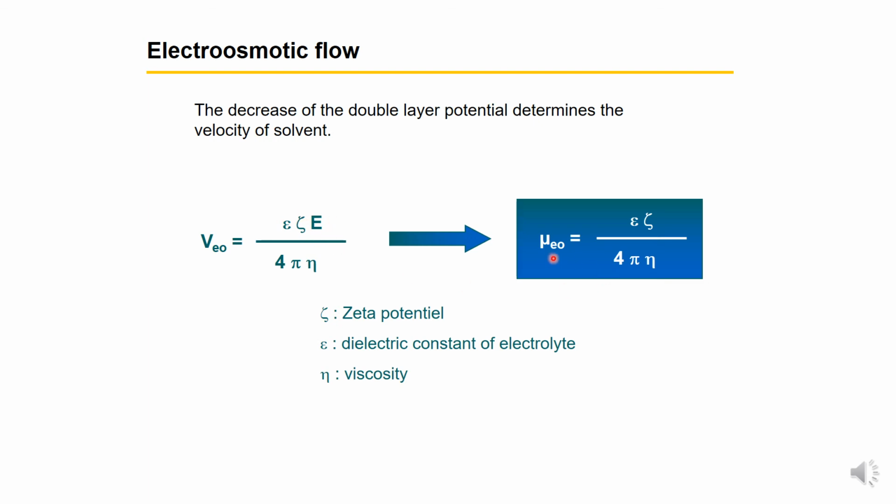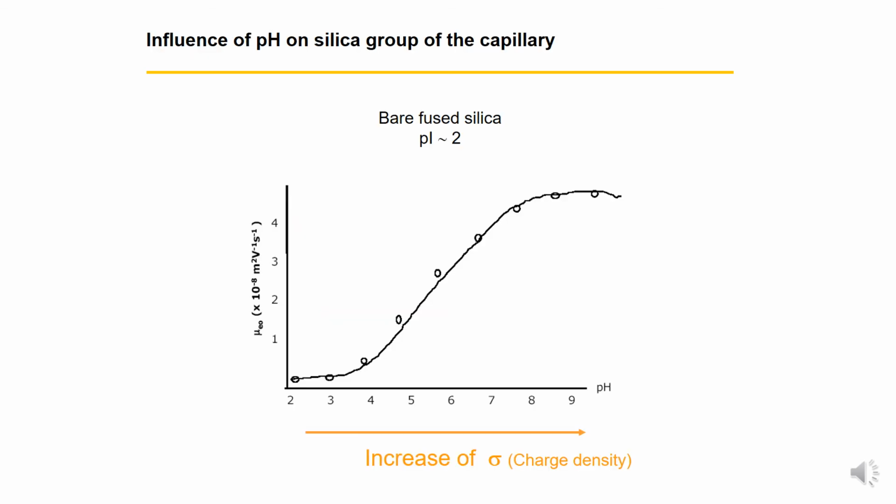And then the electroosmotic mobility depends on the ratio: dielectric constant times zeta potential over 4π ν, the viscosity. So of course there is an influence of the pH on the silica group of the capillary. We have a bare fused silica capillary, and the pI is around 2, but you have to understand that it increases. The electroosmotic mobility is due to the surface net charge of the capillary.